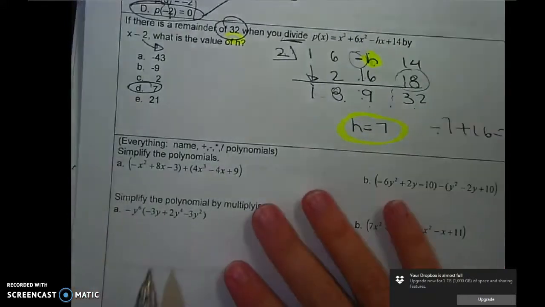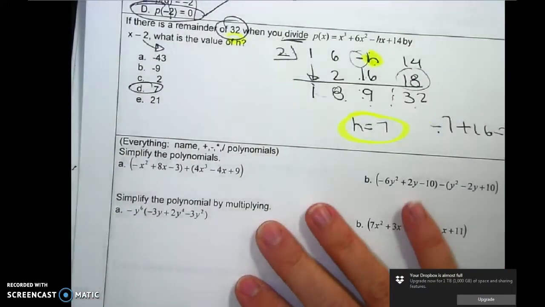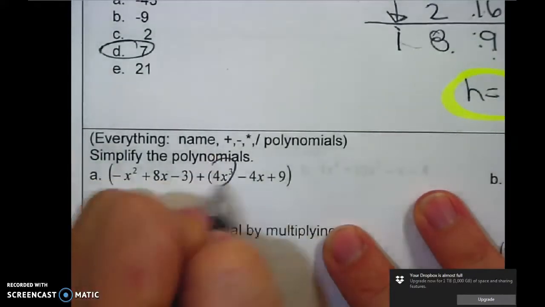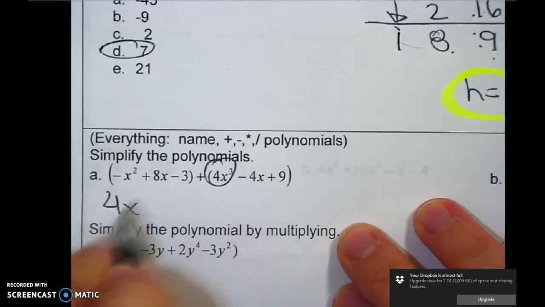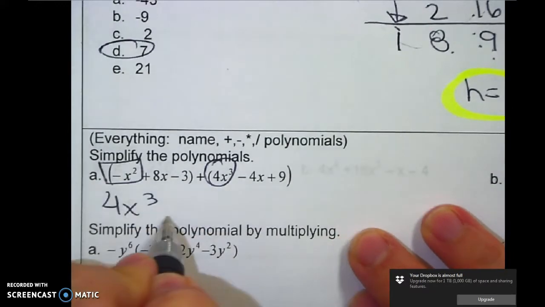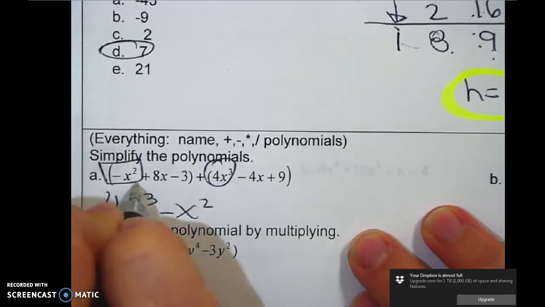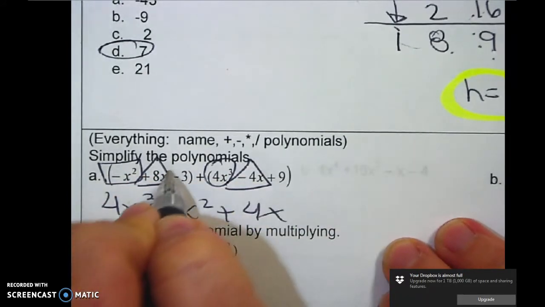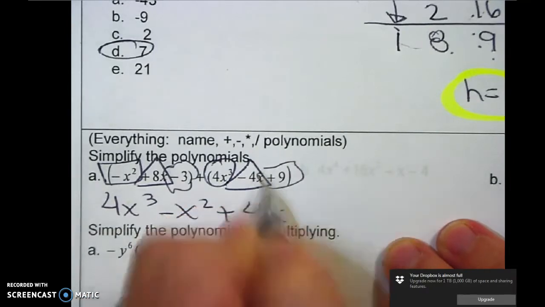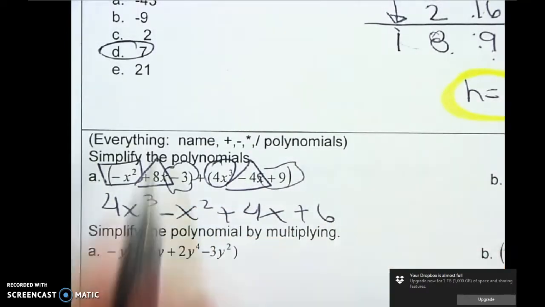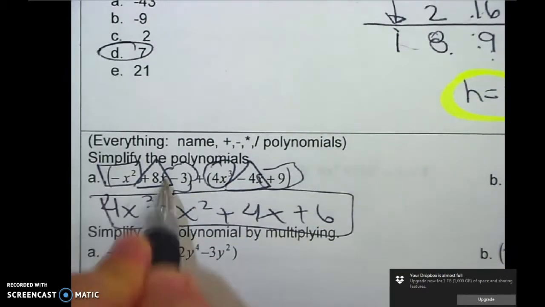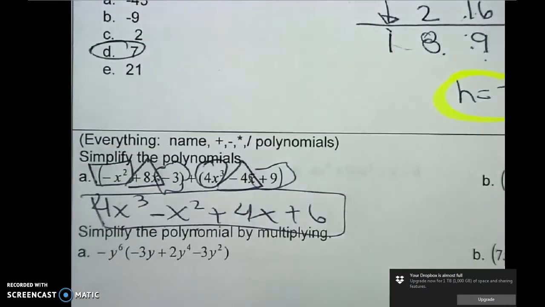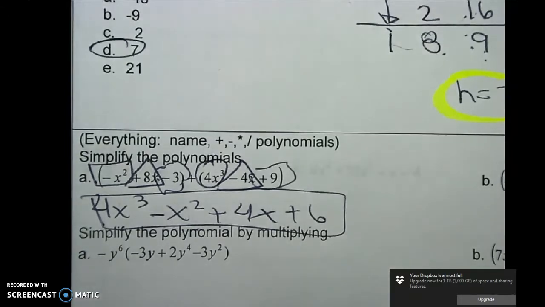All right, we're going to be adding. So I'll do shapes this time. Each one I'll do a little bit differently. So this one I'll do shapes, 4x cubed, nothing else like it. Now I'll do a square, -x squared, nothing else like it. I'll do a triangle, plus 8x minus 4x is plus 4x, and a little cloud, -3 plus 9 is positive 6. Now if this was my answer key, I would set the question equal to the answer, press enter, and hopefully I'm right. But for time, we're just going to hope for the best.